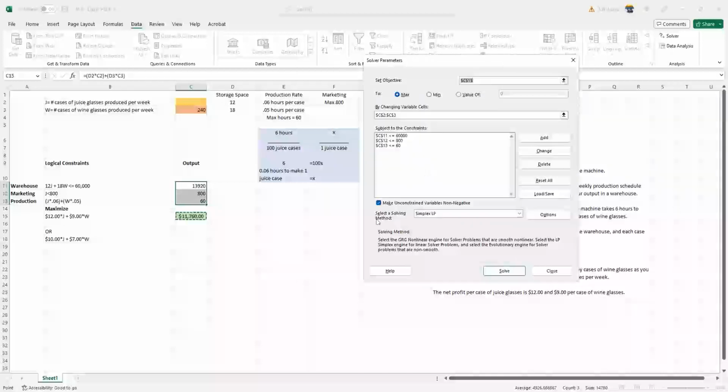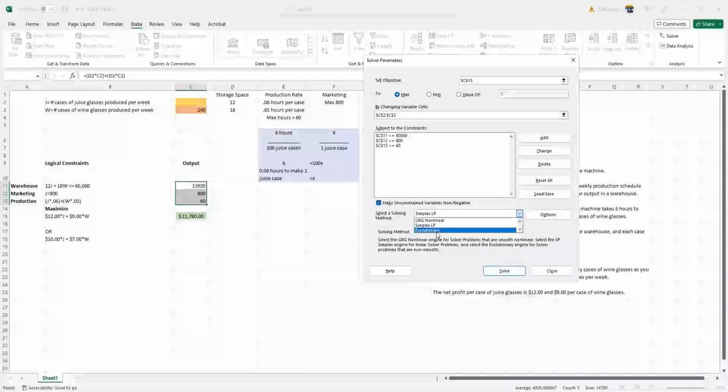Now, as I pointed out, please make sure that these are non-negative numbers. If you were doing a minimizing formula, they could be negative. But in this case, we can't make a negative amount of glasses or have a negative amount of storage space or negative production space. That doesn't work in our universe. So make sure that's non-negative and use simplex.